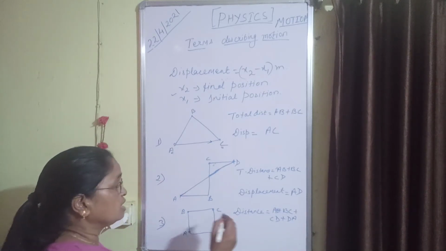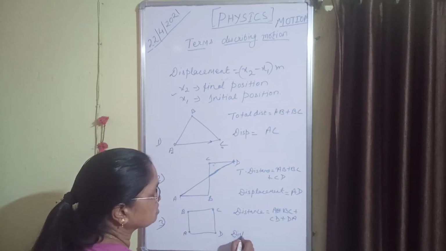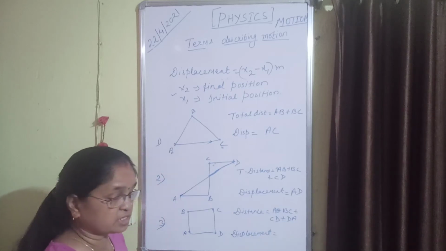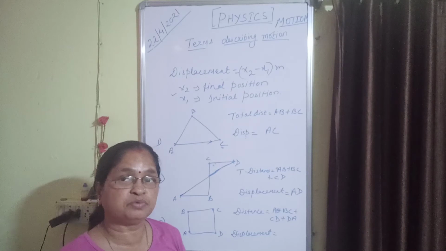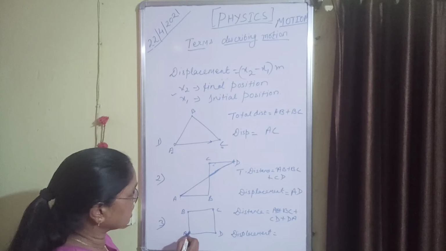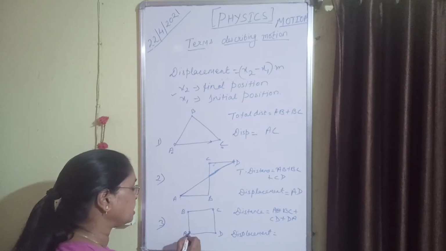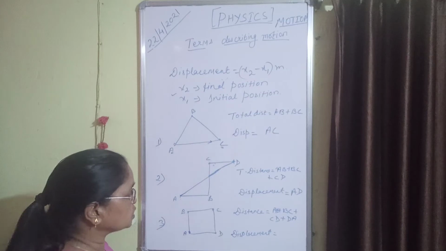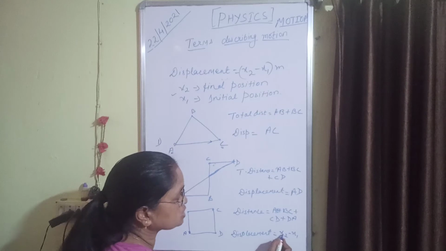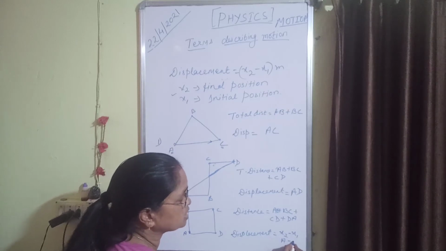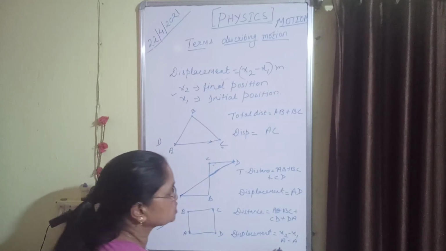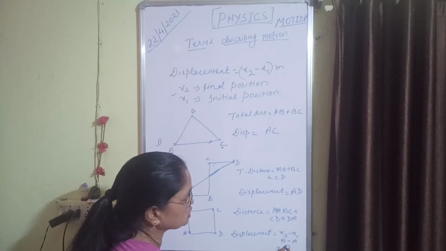Then what will be the displacement in this case? See, displacement is the shortest distance. From where to where? That is from initial position to final position. Our initial position is A and the final position is also A. So in terms of x2 and x1, x2 minus x1. x2 is A as well as x1 is A, A minus A, that means the body is coming back to its own initial position. So displacement will be 0.